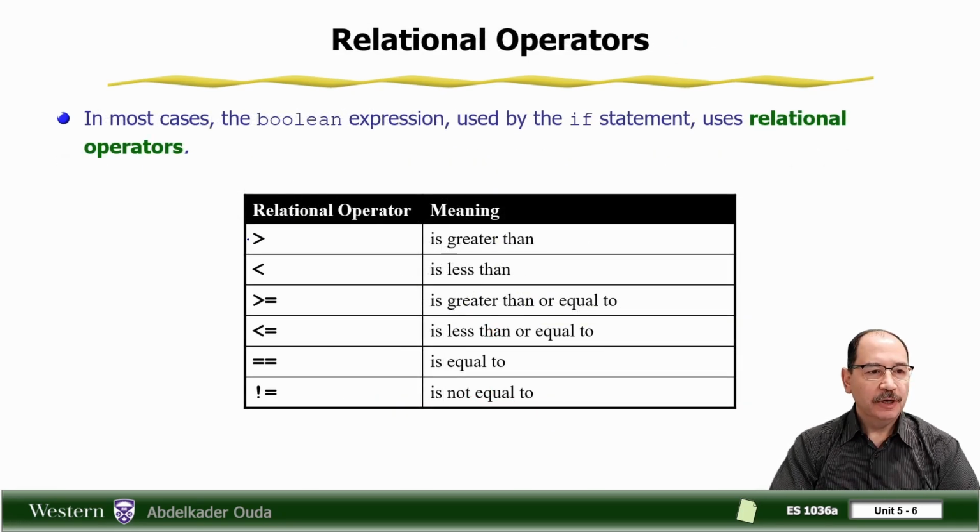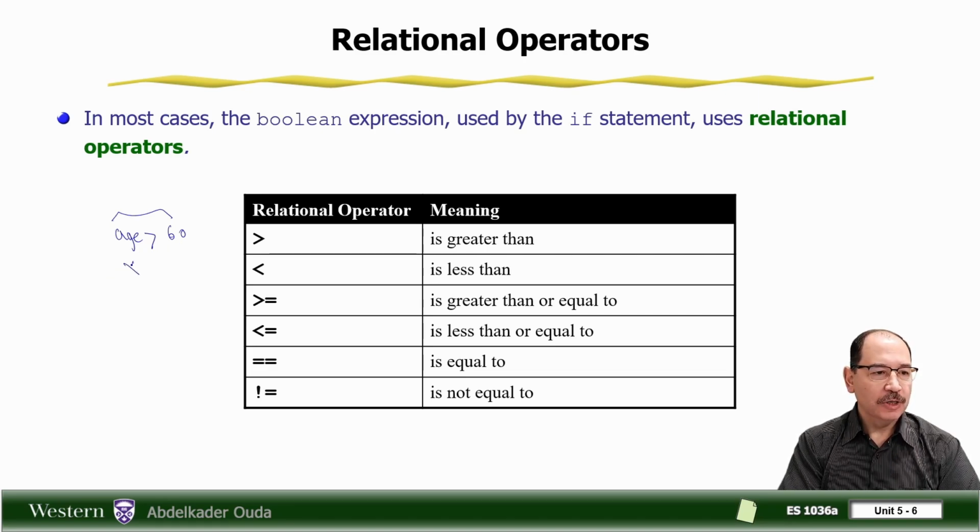This table shows the most common operators we use for the relational expression: greater than, less than, greater than or equal, less than or equal, equal, or not equal. For example, I can write an expression like this: age greater than 60. This expression means that when the value of age is 60 or more, the expression is true. Otherwise, the expression is false.